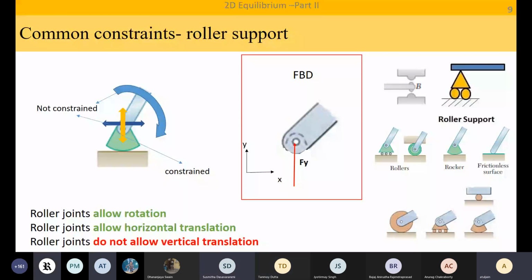Sir, how can this roller support exert a force in the vertical direction if it is not able to move in the vertical direction? That is the reaction. Reaction happens if a constraint does not allow movement in some direction.